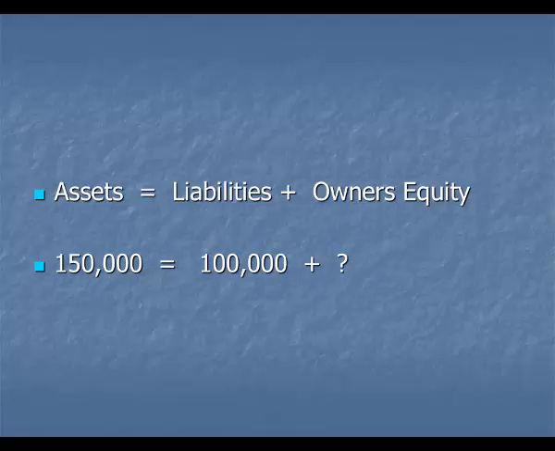Let's look at another example. We have assets equals liabilities plus owner's equity. Assets at $150,000, liabilities at $100,000. So how much is the owner's equity? You're probably looking at this equation saying, oh, that answer is easy. But I want you to really think about the process that you use to get that answer. How is it that you're coming up with that answer?